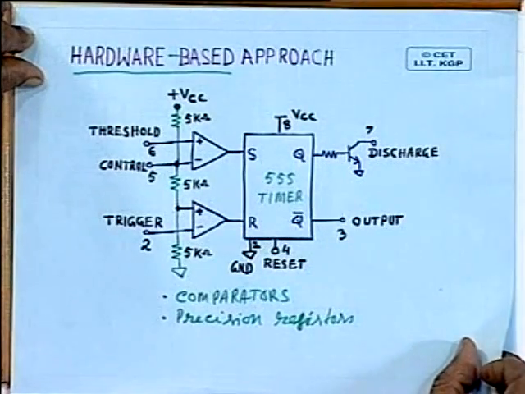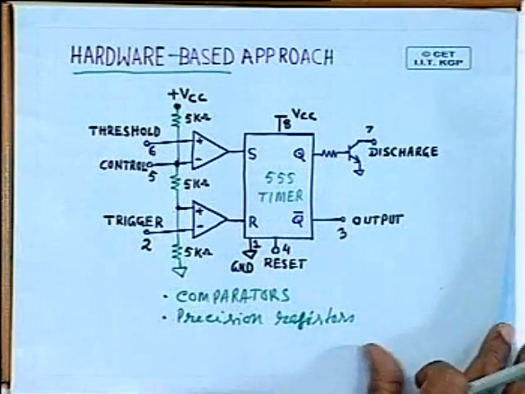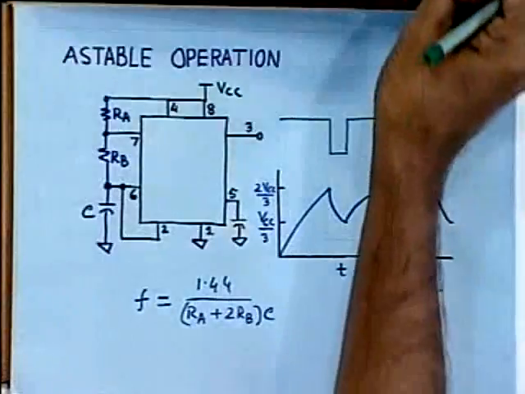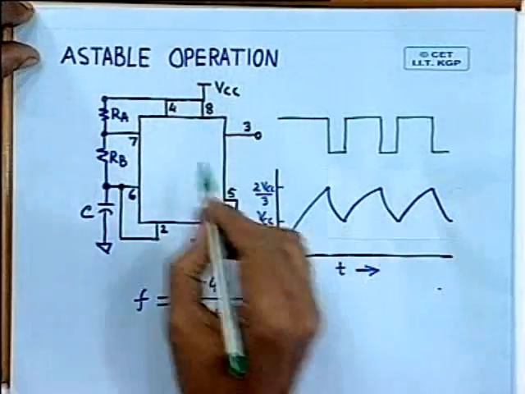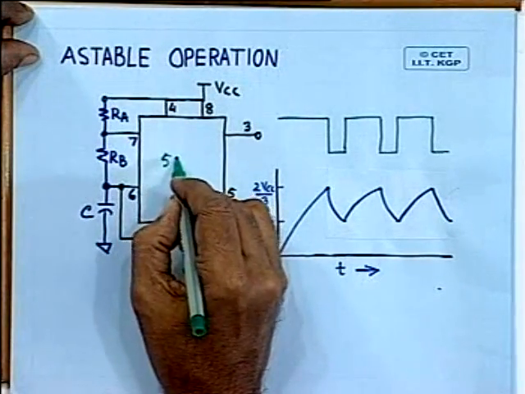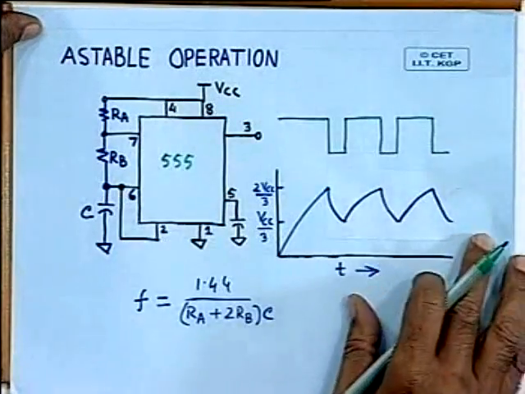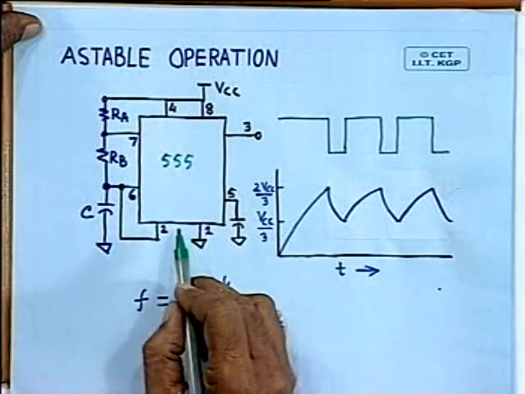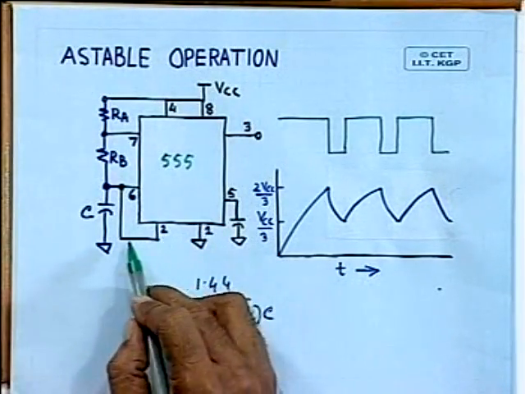So let's see how this popular 555 chip can be used to generate a clock. The operation is known as astable operation. You may be aware of the astable multivibrator, which is used to generate a clock. Here, this 555 timer is used to generate a clock. The way the interconnection is done is shown here.